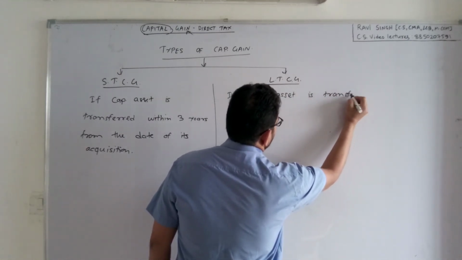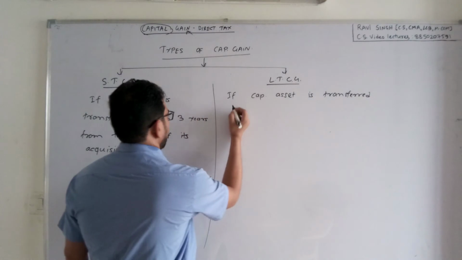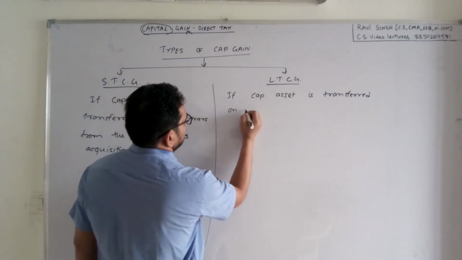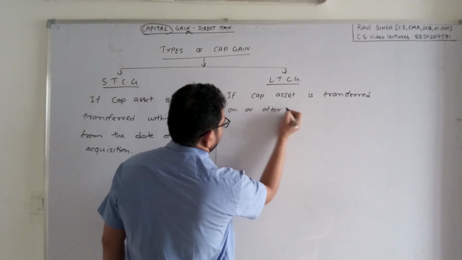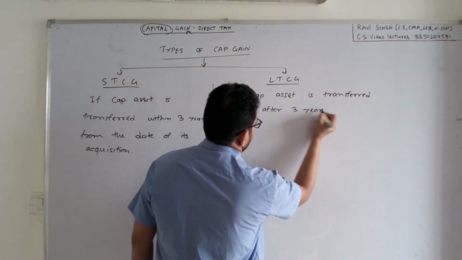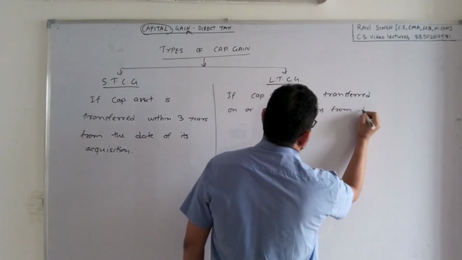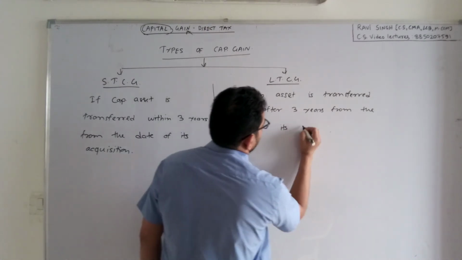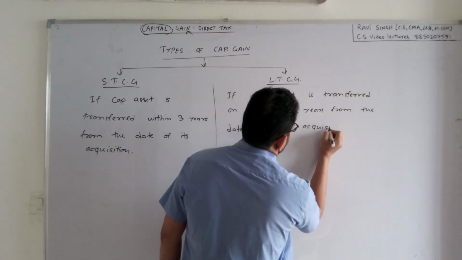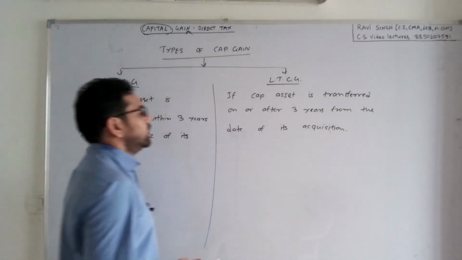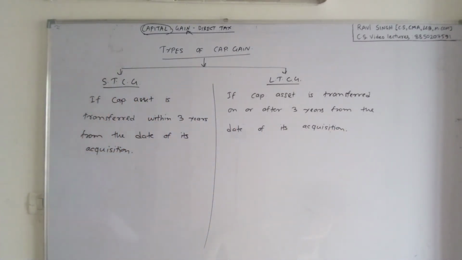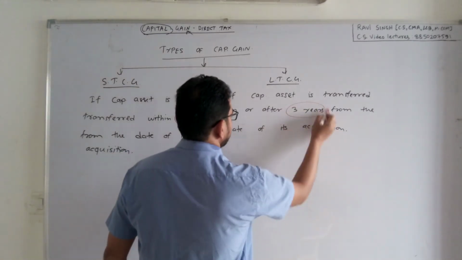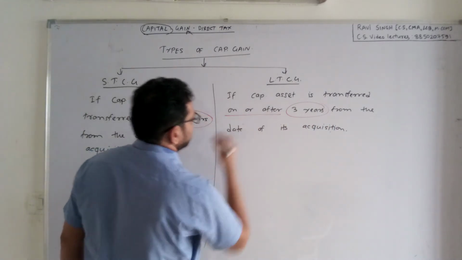So if capital asset is transferred on or after 3 years from the date of its acquisition, then it is called as long term capital gain. So the criteria is 3 years. Within 3 years, on or after 3 years.